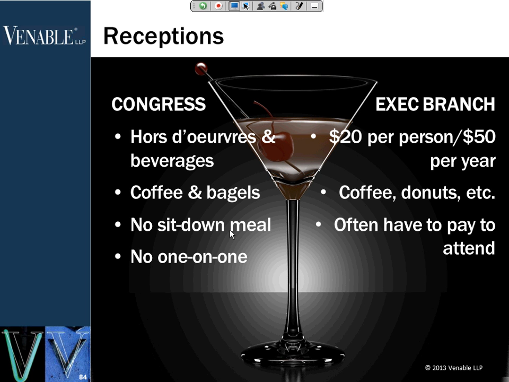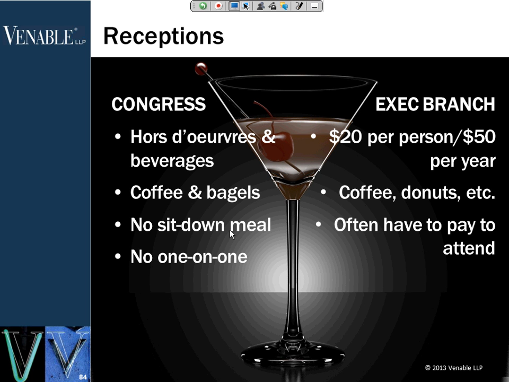Now, the executive branch here also, particularly with political appointees, the agencies have been very strict with this, and I've found that a number of times folks have been asked to pay. Their agencies have said, you know what, you need to pay $10, $15, whatever for the food. They're quite strict on those numbers.